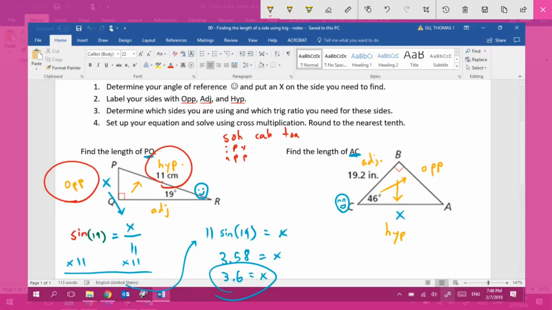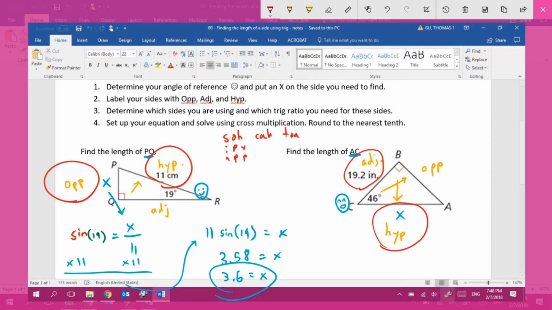Next, we're going to determine which sides we're using. So look at the side that we're missing and look at one of the sides that we have. We're missing this side with the x. That's hypotenuse. And we know this side over here, that is adjacent. Now, which of these trig ratios uses adjacent and hypotenuse? If you memorized it and you said cosine, then you're right. All right. So cosine, we're going to be using cosine.